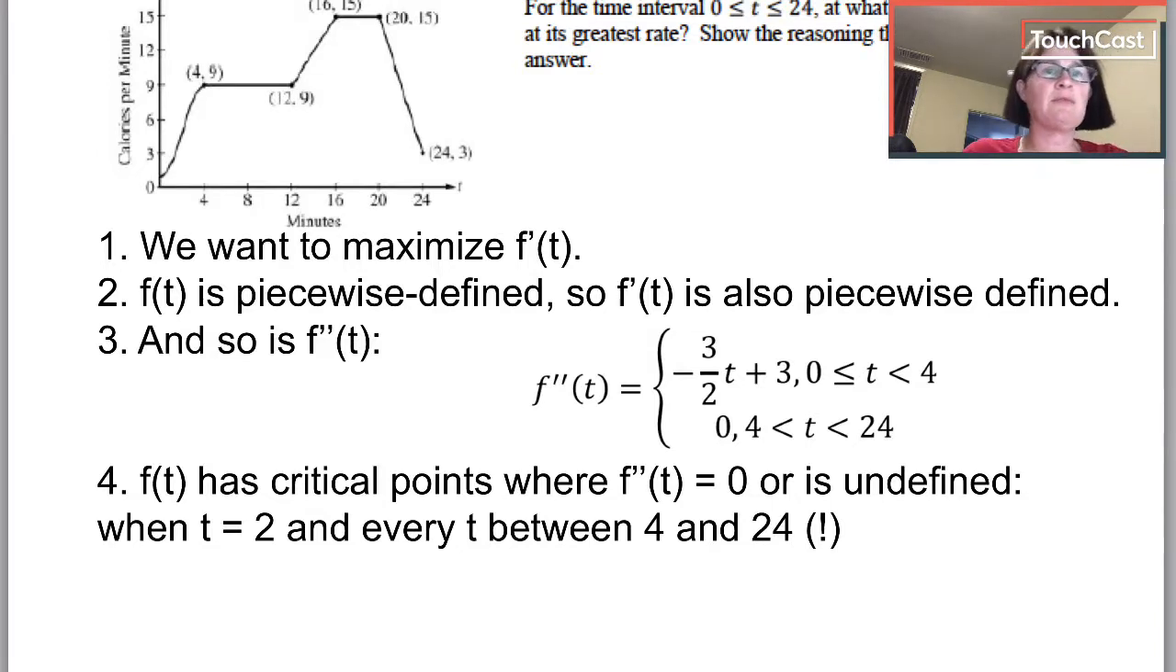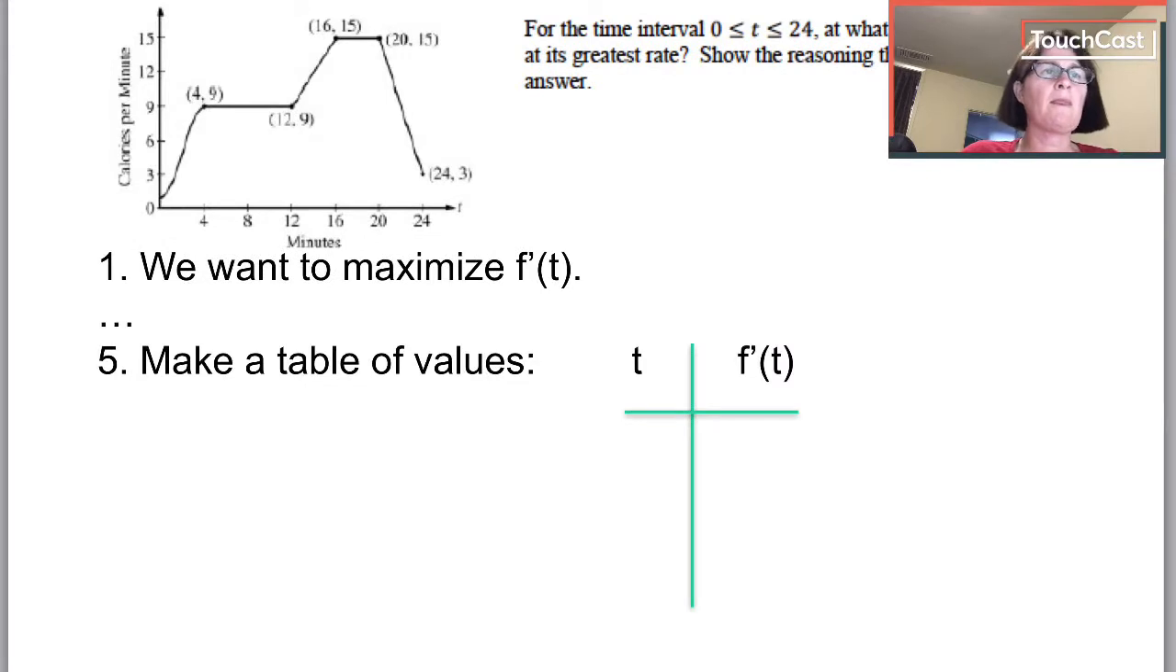So f, that's a typo, thank you for your patience. F prime has critical points where f double prime of t is 0 or undefined. So I'm going to set that first piece equal to 0 and solve for t. I get 2. And, kind of like the first time this has happened, every t in between 4 and 24 is a critical point because the derivative is 0 everywhere there. All right, so we're going to make our table of values. We're going to need to include any endpoints.